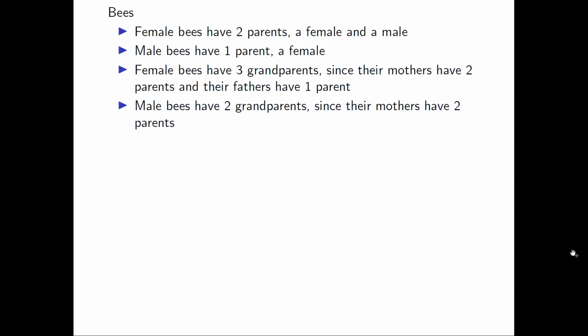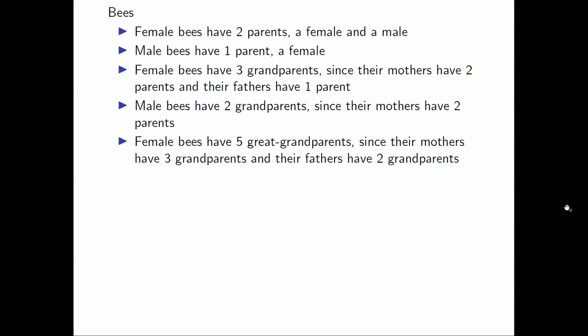The male bees, however, only have two grandparents because their only grandparents are from their mom, and their mom has two parents. We can look at the great-grandparents for the female bees. We see that there are 5 of them. We get to 5 by adding together the number of grandparents for their mother and the number of grandparents for their father. Their mother has 3 grandparents, their father has 2 grandparents. 3 plus 2 gives us 5.